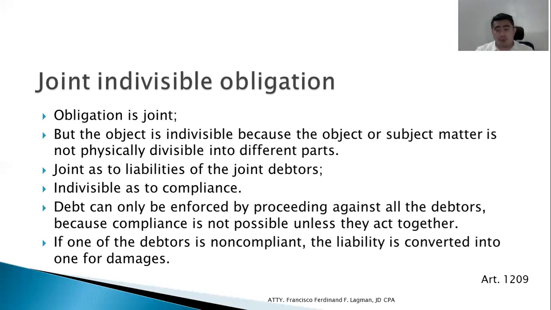So the obligation, kasi once na may humindi dyan na joint debtor in a joint indivisible obligation, hindi ma-deliver yung prestation. So in that case, the prestation is converted to one for damages. So damages na lang. Okay? Damages na lang ang pwede singilin ng creditor dito sa mga joint debtors na to. Of course, ang magiging liable talaga dito is yung humindi, yung umayaw, no? Si A. Alright? If one of the debtors is not compliant, the liability is converted into one for damages. We shall be discussing this again later on.